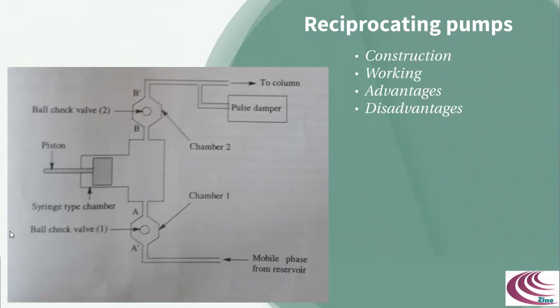As you are observing in the figure, this pump consists of a piston in a syringe type of chamber. The chamber is connected to two ball check valves on two ends. The check valves open and close alternatively. The solvent is in direct contact with the piston.